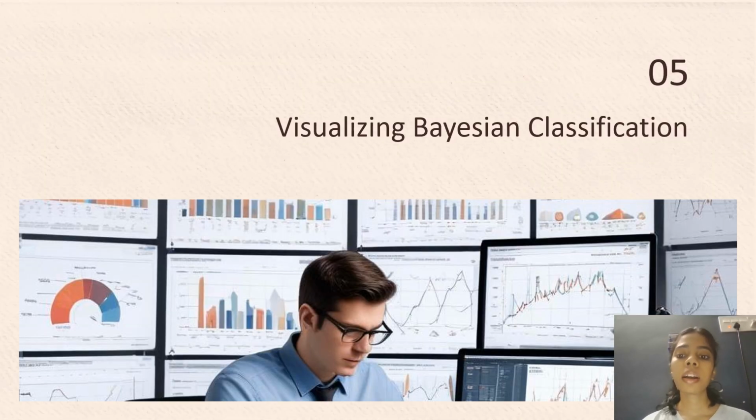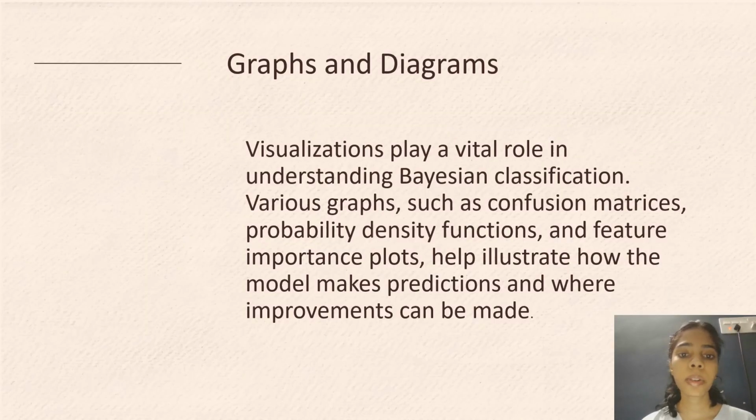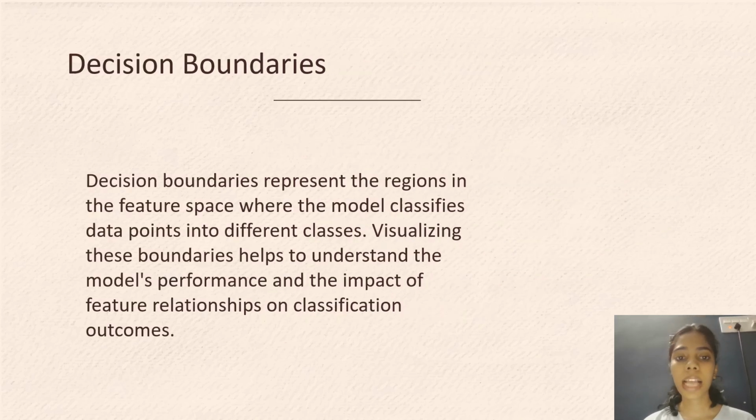Visualizing Bayesian classification. We visualize these by graphs and diagrams. These visualizations play a vital role in understanding Bayesian classification. And the next one is decision boundaries. They represent the regions in feature space where the model classifies the data points into different classes. These impact feature relationships on classification outcomes.